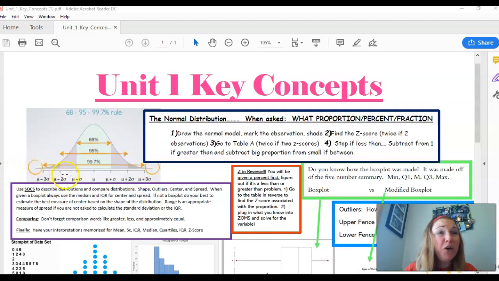I can't tell you what's going to be on the free response portion of the test. What I can tell you is sometimes they do ask, is something normal? And using this model can help you. And I'll try to find another free response problem.